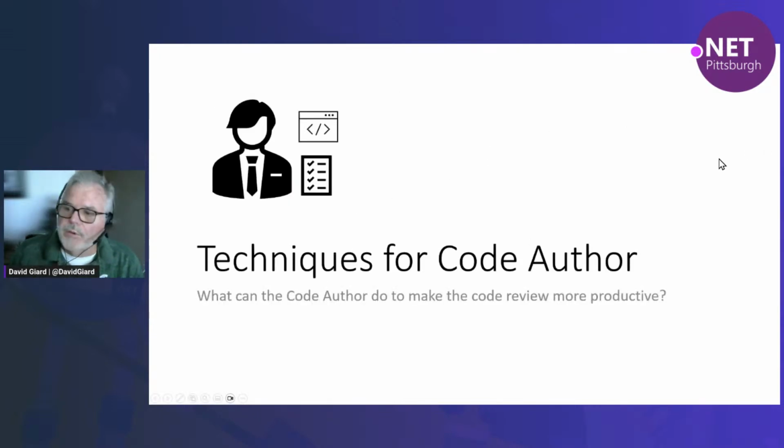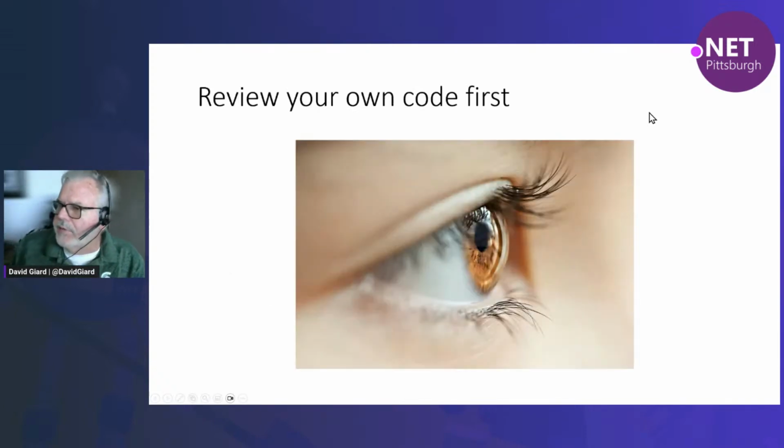All right, so the other person involved in this is the code author. What can they do to make code reviews more productive? There's a bunch of stuff here. Number one is your mother doesn't live in your code. You've got to clean it up yourself. Review your code first before you do anything else. Think about it from the perspective of a code reviewer.